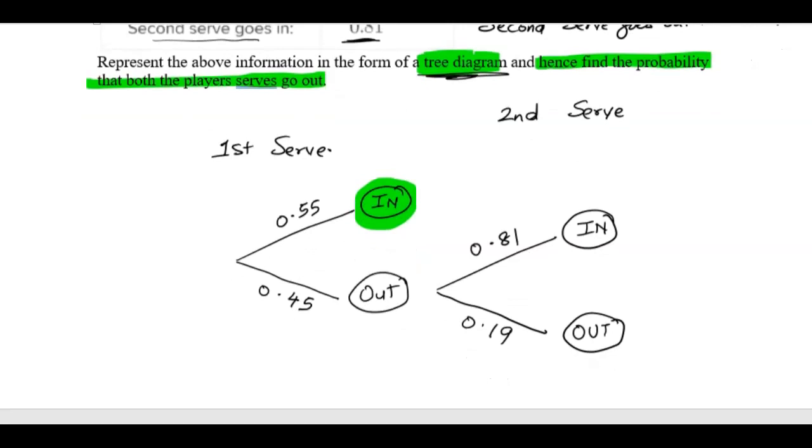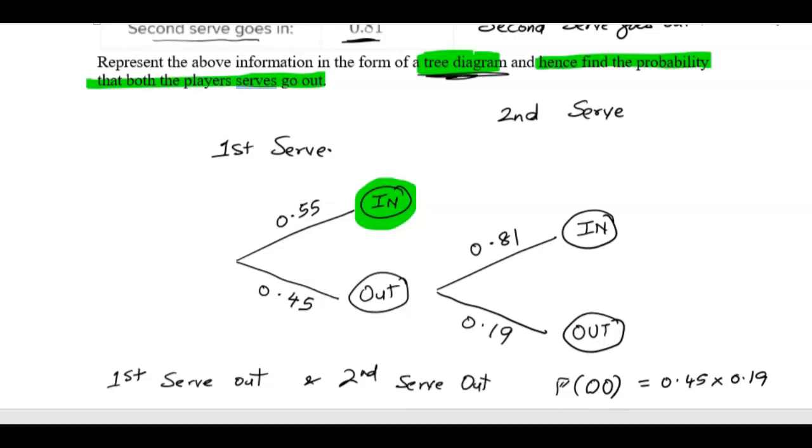So which means the first serve out and the second serve out. So we're trying to find the probability of both the serves going out. That's going to be 0.45 times 0.19, which is going to be equal to 0.0855. Now if the question doesn't say anything, if it is a terminating decimal, like is the case here, just write the full answer.